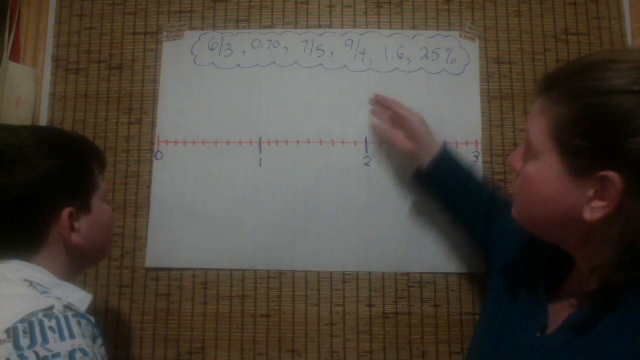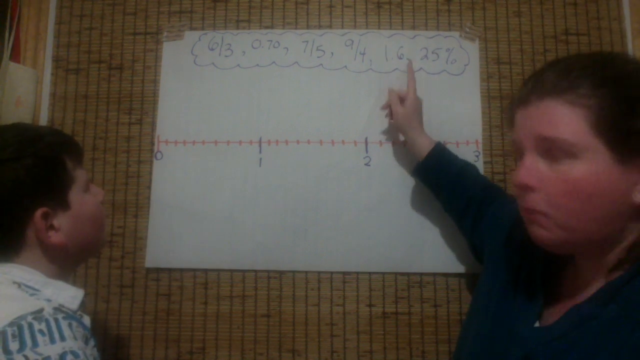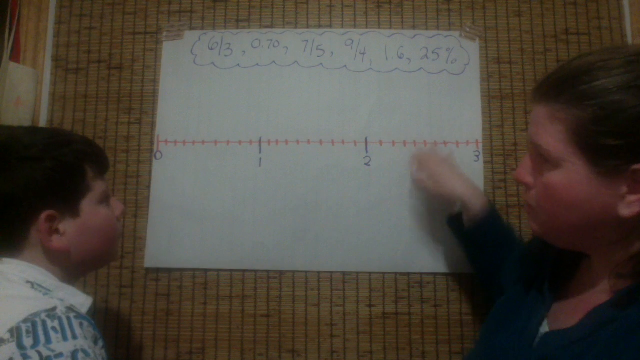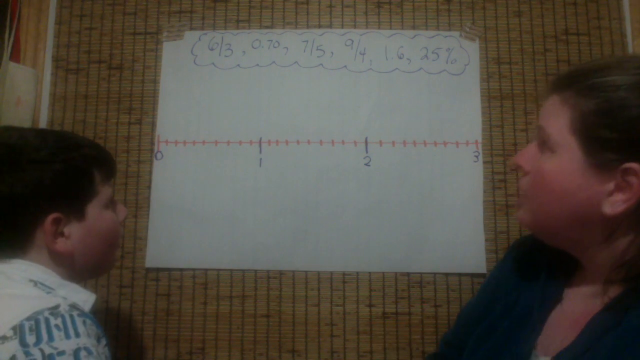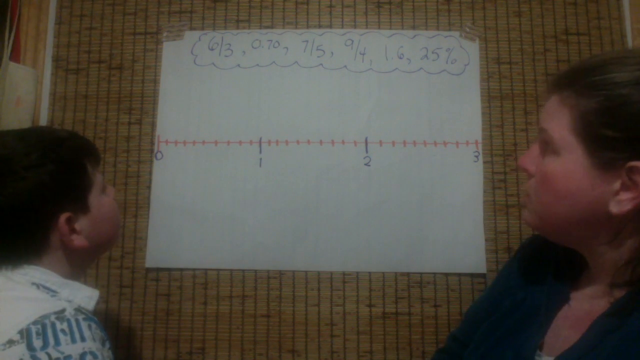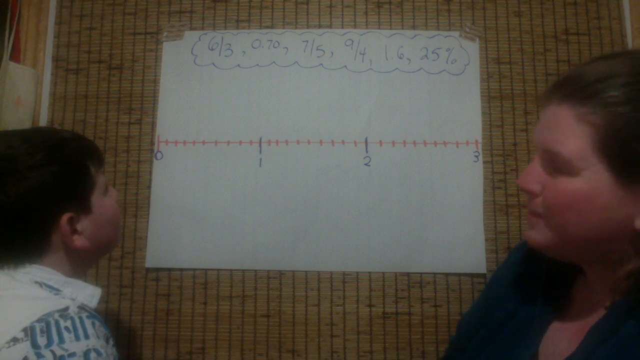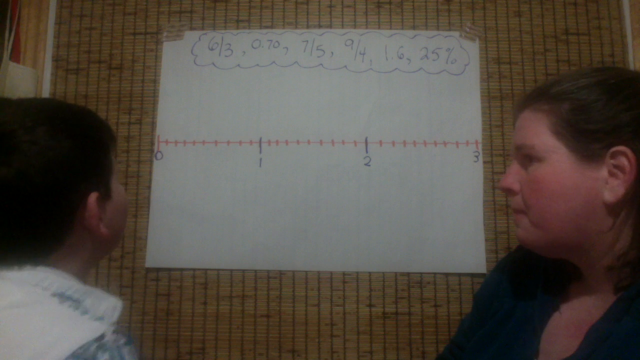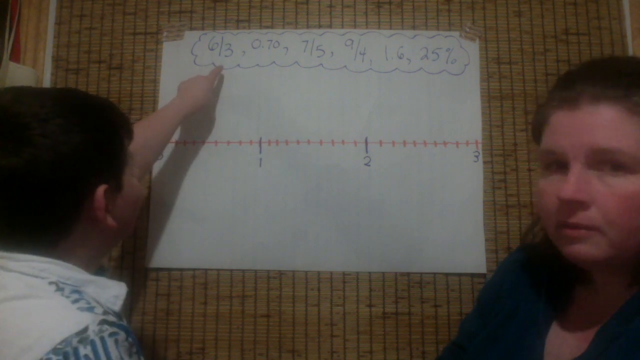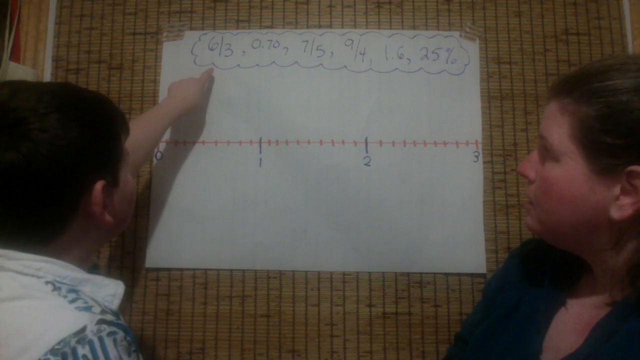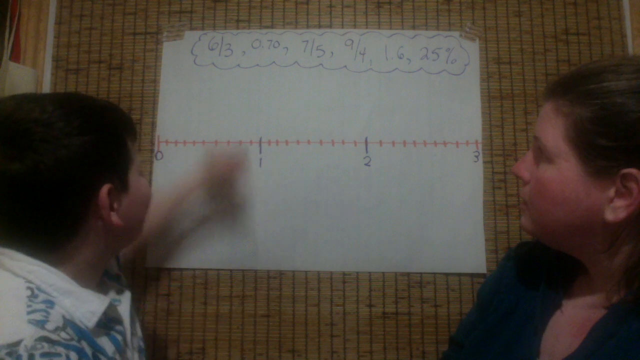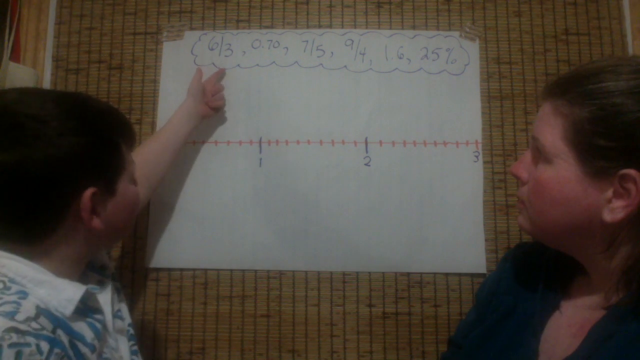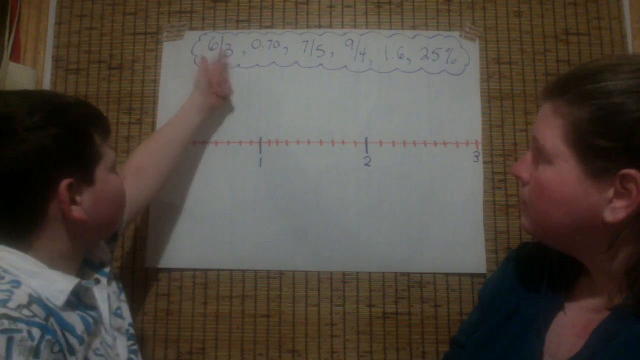And now I guess we can start taking our numbers from our cloud up here and put them on our number line. So starting with the first one, 6/3. Tell me what you know about that. Well, I know that 3 is on the... You can talk to the camera. Oh, so I know that 3 plus 3 equals 6. Okay. I know that is 2 wholes.